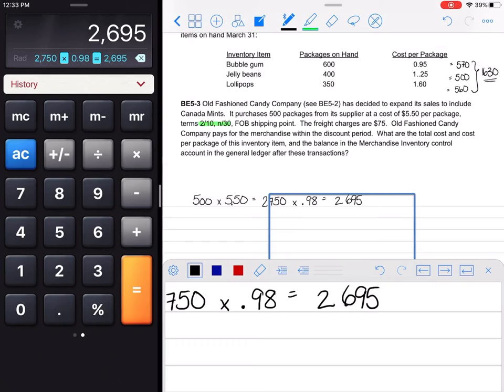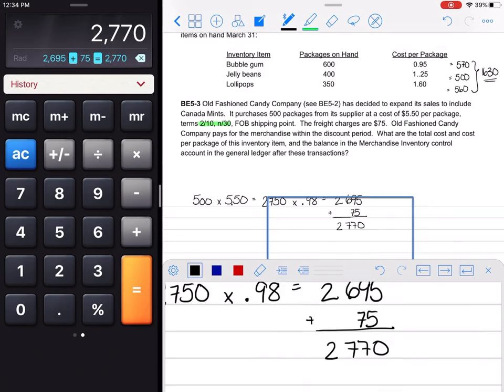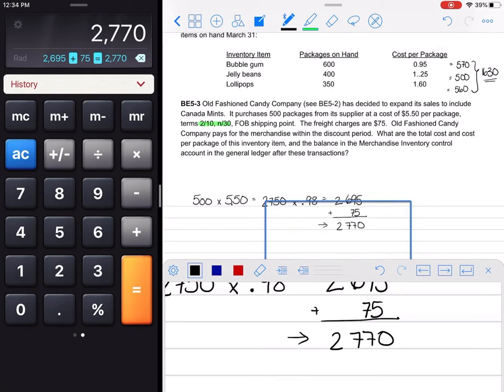Now that we have $2,695, we are going to add the $75 in freight charges. Remember, transportation in or freight in increases the cost of my merchandise, so I'm going to add that $75 in. It made my inventory more expensive. Gives me a value of my merchandise of $2,770. So this would be the inventory for the Canada Mints.